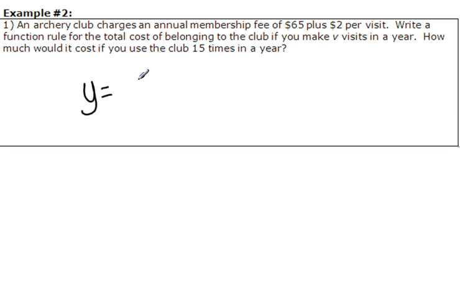So, automatically, my cost, I have $65. Plus, they get charged $2 per visit. So if I go to the club 1 time, I'm going to get charged $67. If I go to the club 2 times, I would get charged $69. 3 times, $71. 4 times, $73, and etc. So since I'm not sure how many visits I'm going to make, I do 2 times V. That's my function rule.